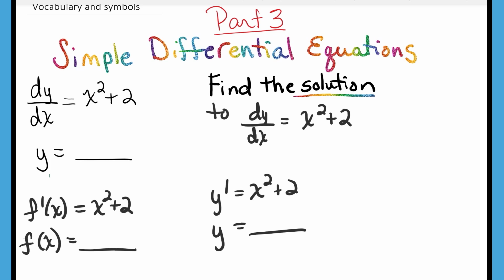Why is that? Because differential means derivative. And all of these things have a derivative equal to something. All of these have a derivative equal to something, derivative equal to something. So these are called simple differential equations because they're not hard to find the answer to.